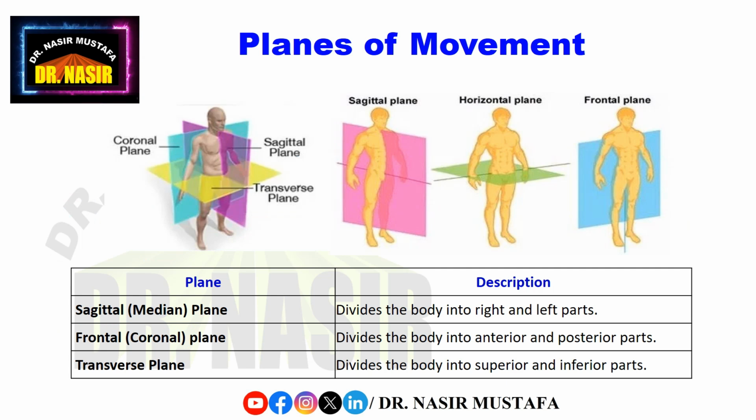The sagittal or median plane divides the body into right and left parts. The frontal, also called the coronal plane, separates the body into front and back, or anterior and posterior sections. Finally, the transverse or horizontal plane divides the body into upper and lower, or superior and inferior parts. These planes give us a framework to describe body positions and movements precisely.